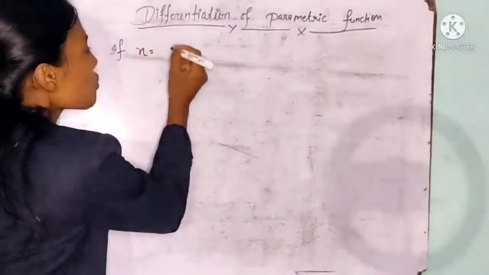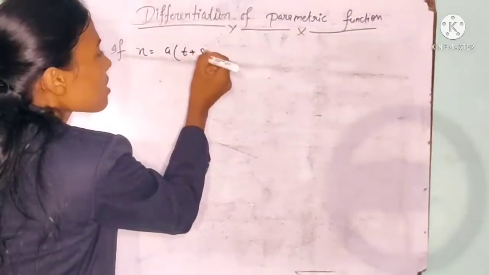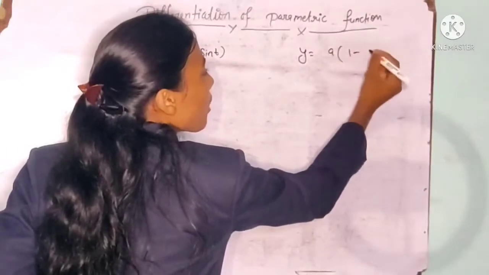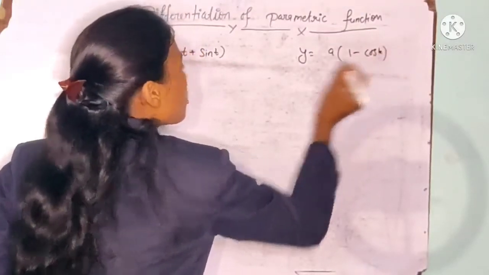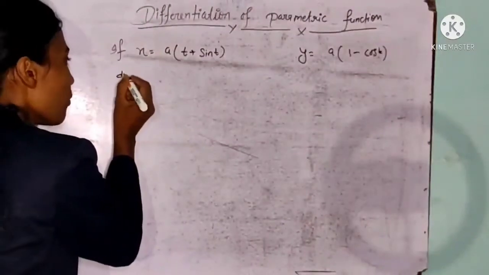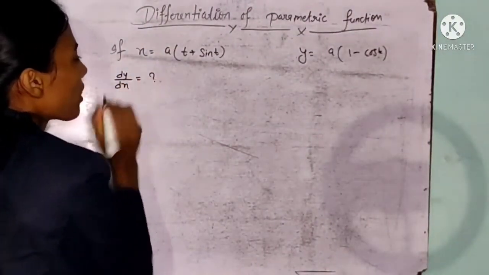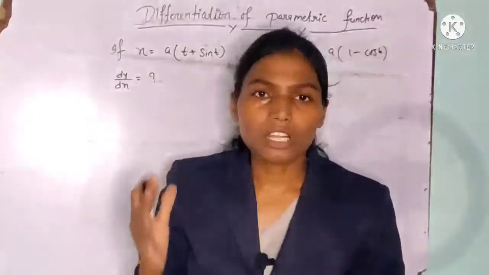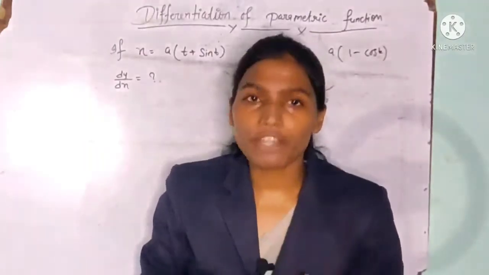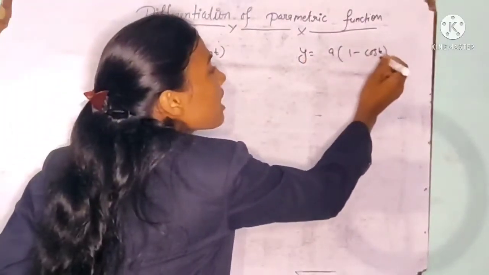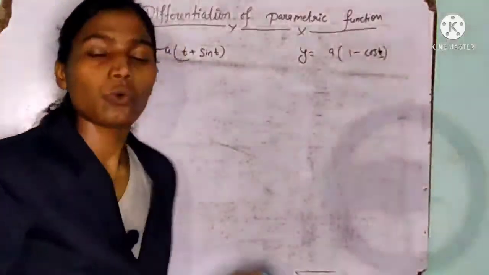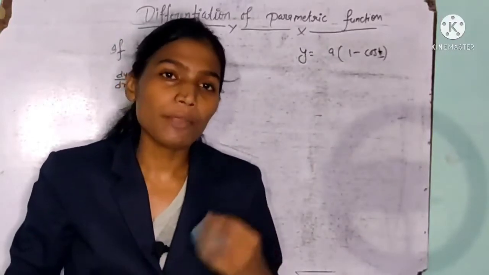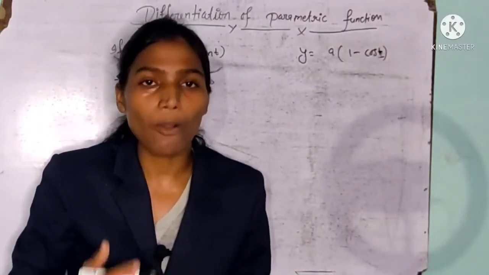Let's see a parametric function example. Given x equals a times (t plus sin t) and y equals a times (1 minus cos t), find dy by dx. Just look at these functions and figure out the common parameter. The common term t is the variable, right? So we figure out this is a parametric function.